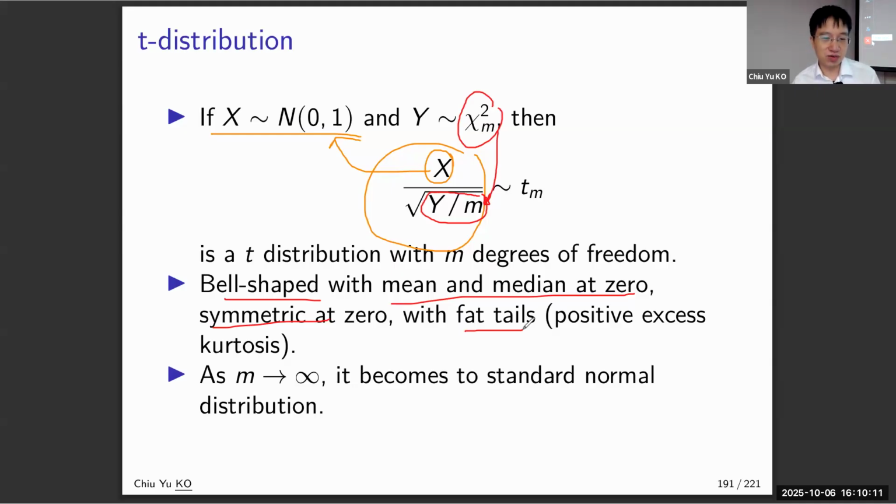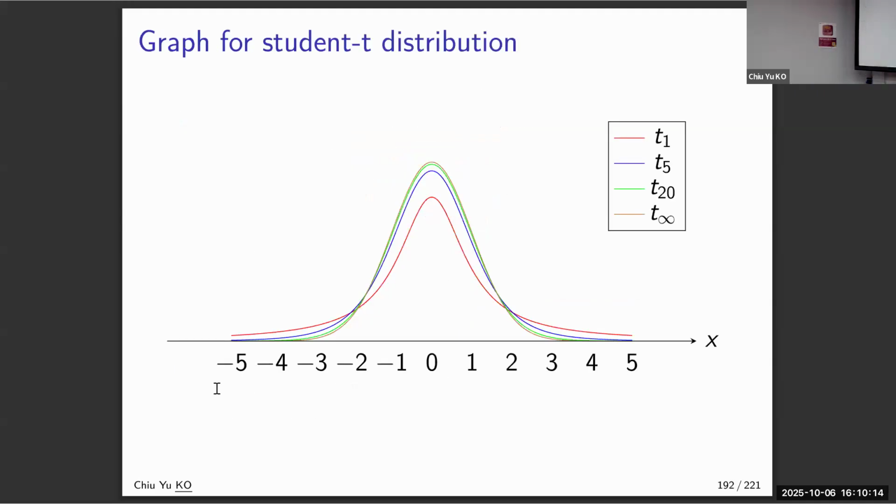The student t does not look like this, okay? The actual one, t infinity, which is the normal, will be the brown one. T infinity is like normal. And if you have a smaller sample, say the red one or the blue one, you can see the tail is much fatter.